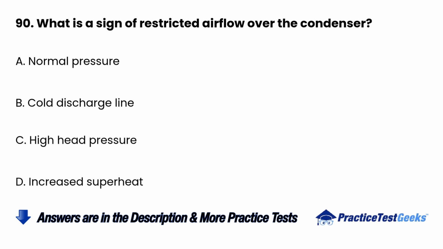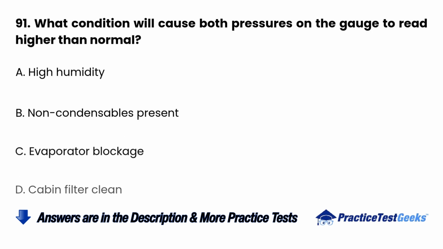90. What is a sign of restricted airflow over the condenser? A. Normal pressure. B. Cold discharge line. C. High head pressure. D. Increased superheat. 91. What condition will cause both pressures on?